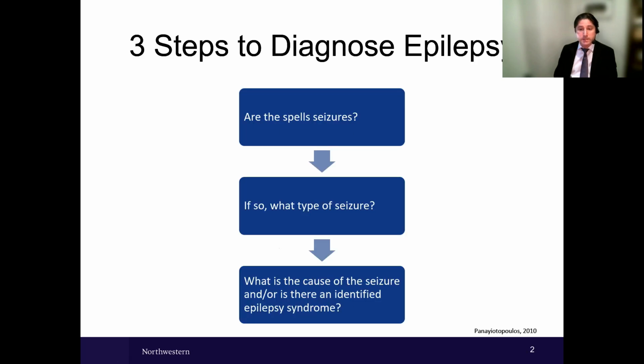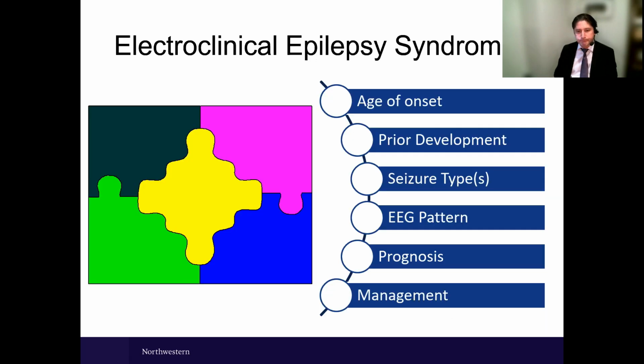So just very basic, when you go to see your doctor with spells, or there's a baby in the newborn nursery with some spells that are concerning, the first thing that we think is, are they seizures at all? And if they are seizures, what type of seizure? And then finally, what is the cause of these seizures? And do they fit into what's called an epilepsy syndrome, which I'll describe in the subsequent slides.